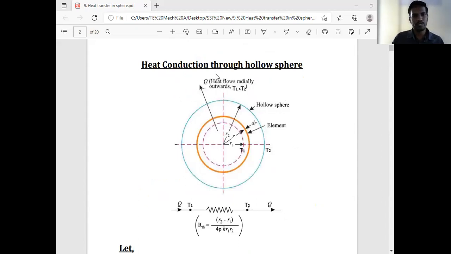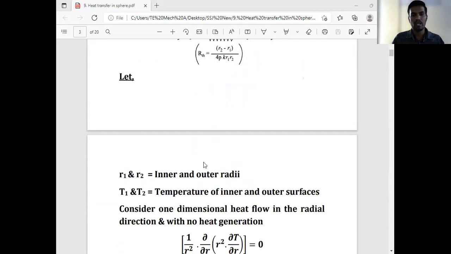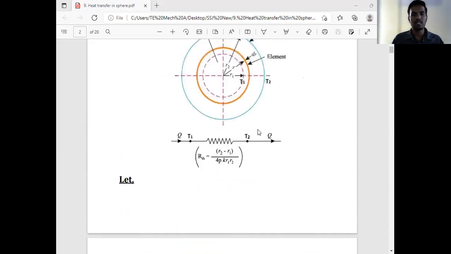So in the last lecture, we discussed heat conduction through a hollow sphere. For that, we considered one hollow sphere. R1 and R2 are the inner and outer radii, and T1 and T2 are the temperatures of the inner and outer surfaces.